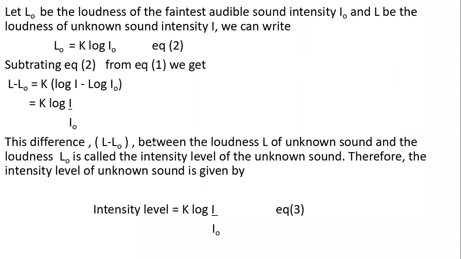The difference in loudness between the loudness L of the unknown sound and the loudness of the faintest audible sound is called intensity level. So this value is the difference in the loudness of the sound. In place of that, we will write intensity level in the formula. Intensity level is the difference in the loudness of sound.